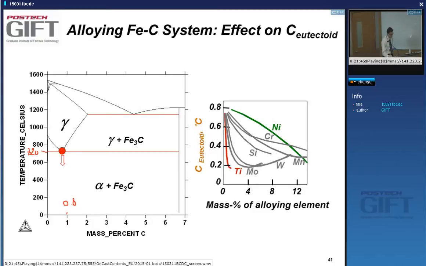But as soon as you add other elements to your steel, the position of this eutectoid point can change a lot, actually. For instance, if you add titanium, this eutectoid temperature decreases a lot. If you add nickel, it decreases also, but slightly less. So most elements will reduce this temperature. Okay, and this is experimentally what you measure: you add one of these elements, and this eutectoid temperature decreases.